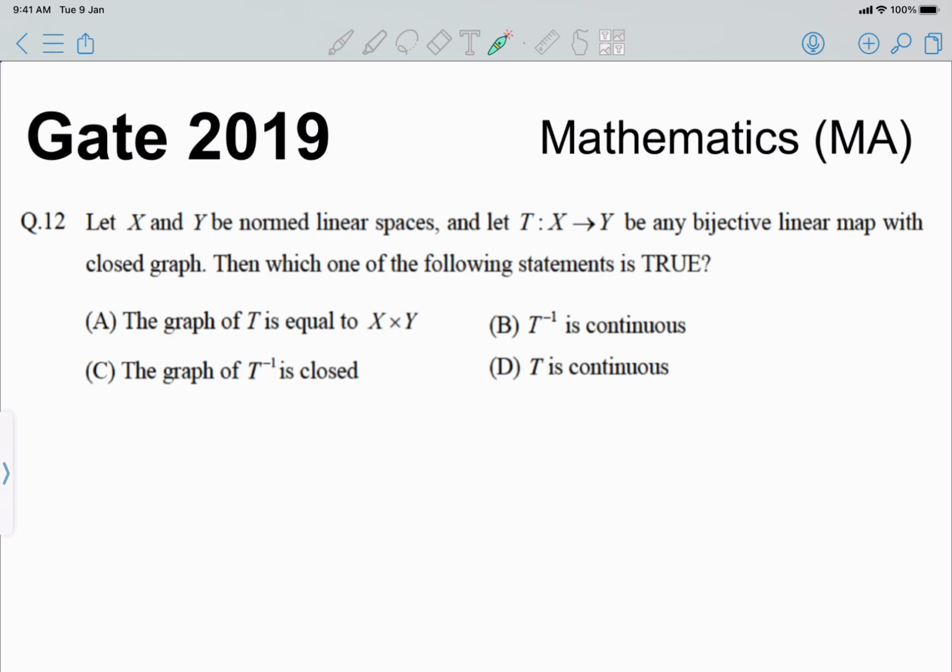So today I'll solve a question from functional analysis. This is a question of GATE 2019, question number 12. Let X and Y be normed linear spaces and T be a linear operator from X to Y which is bijective and linear with the closed graph. Then which of the following statements is true? Four options are given, so you have to check which one is true.